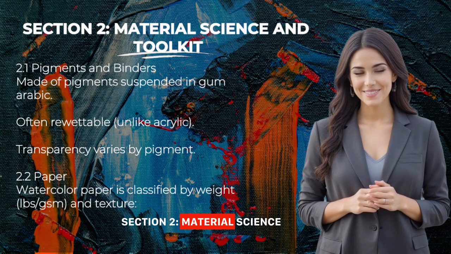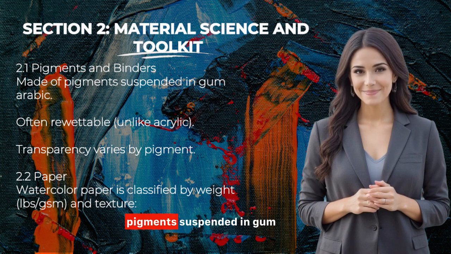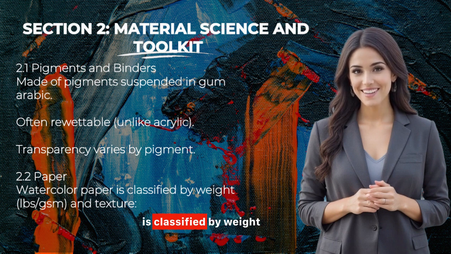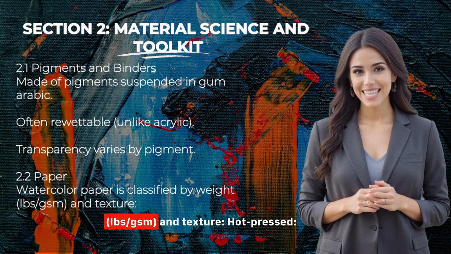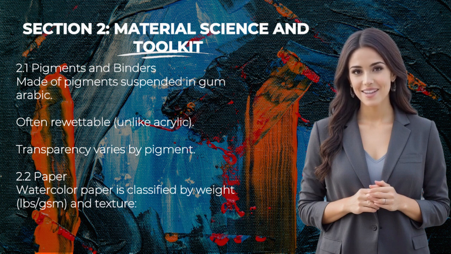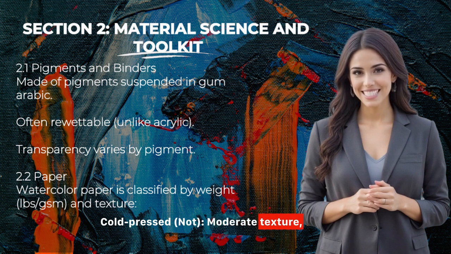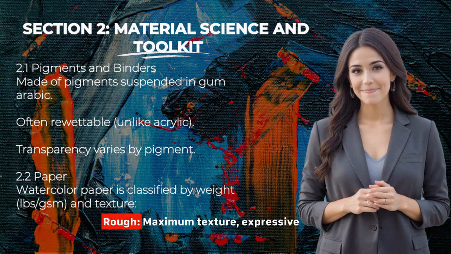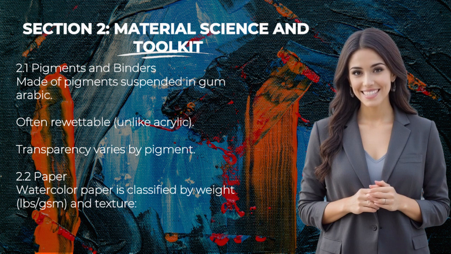Section 2. Material science and toolkit. 2.1 Pigments and binders. Made of pigments suspended in gum arabic, often rewettable unlike acrylic. Transparency varies by pigment. 2.2 Paper. Watercolor paper is classified by weight, pounds or GSM, and texture. Hot pressed, smooth, ideal for fine detail. Cold pressed, NOT, moderate texture, versatile. Rough, maximum texture, expressive effects. Paper must be acid-free, preferably 100% cotton for archival quality.